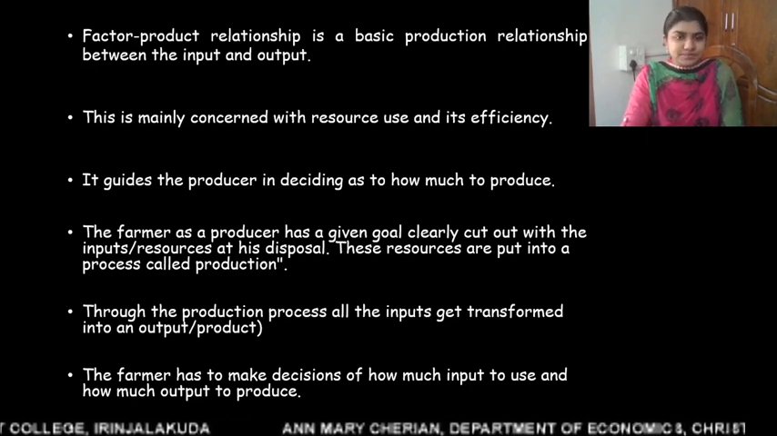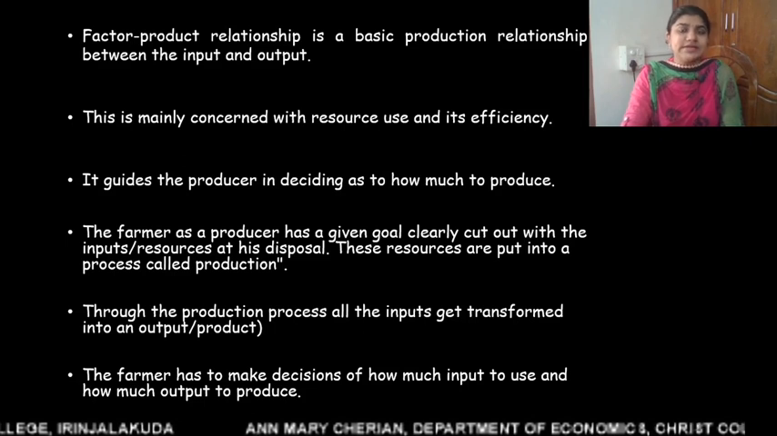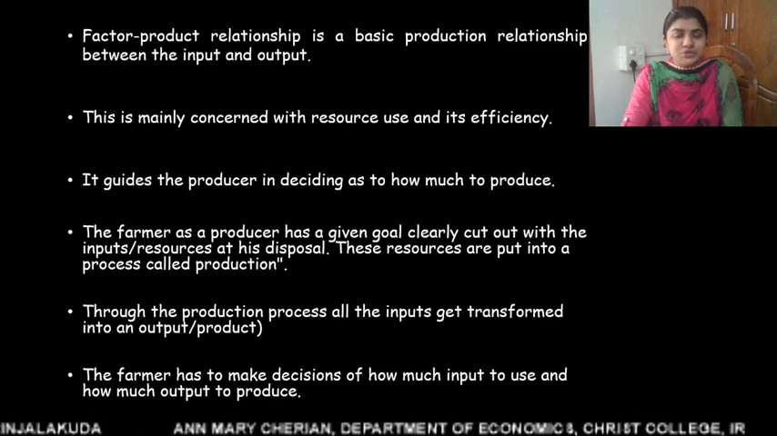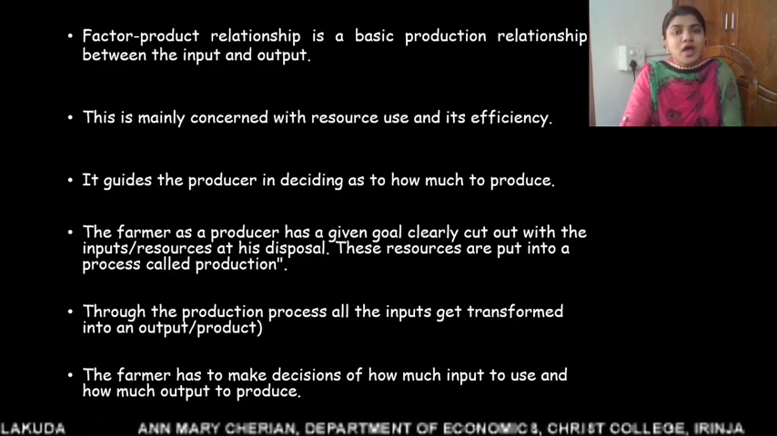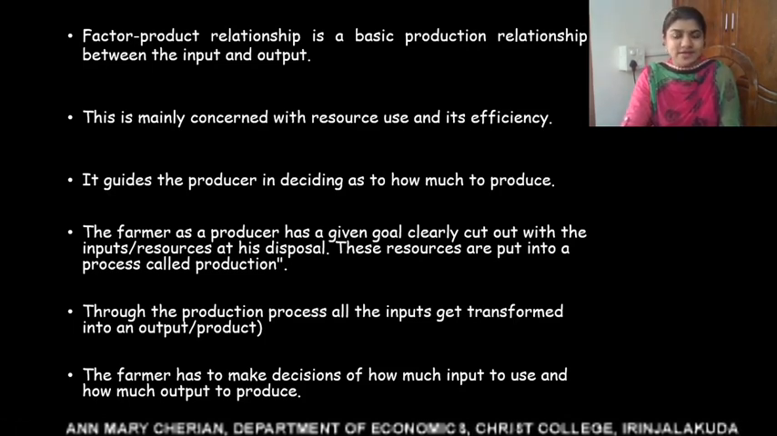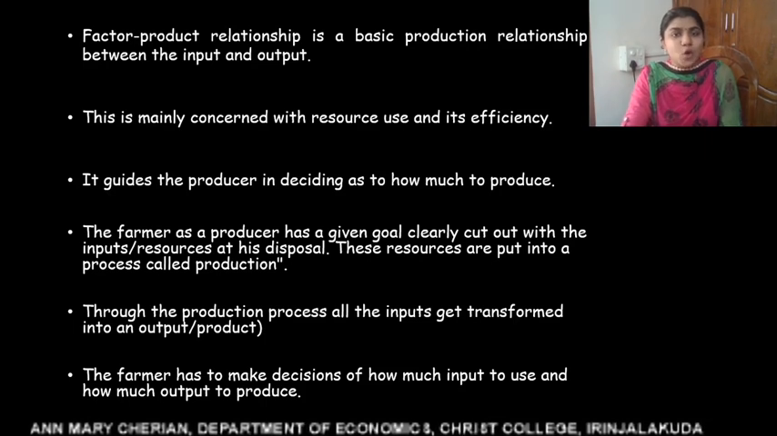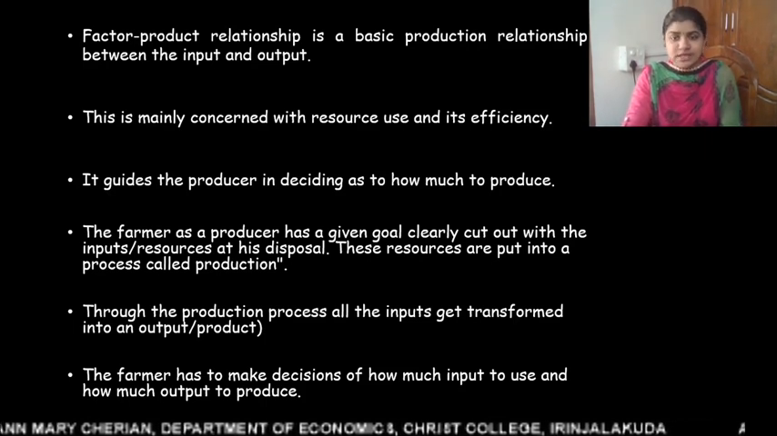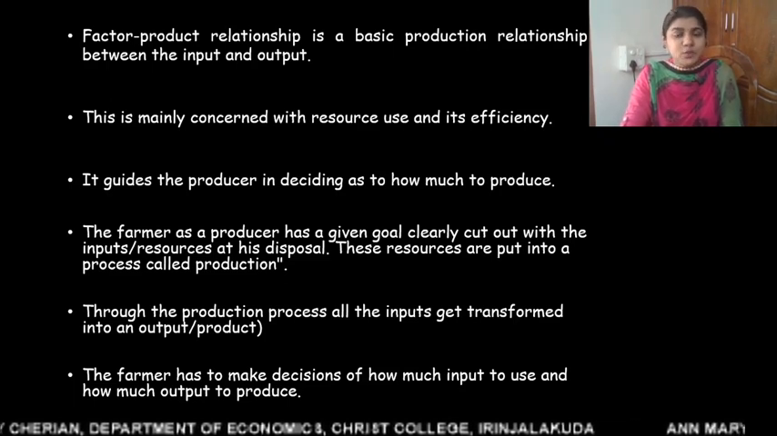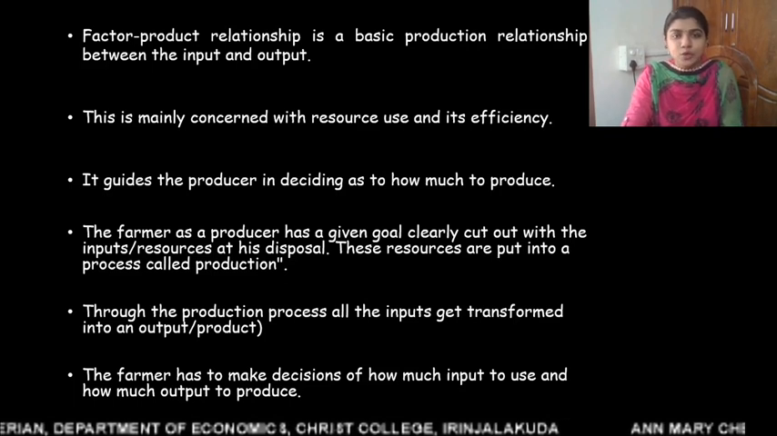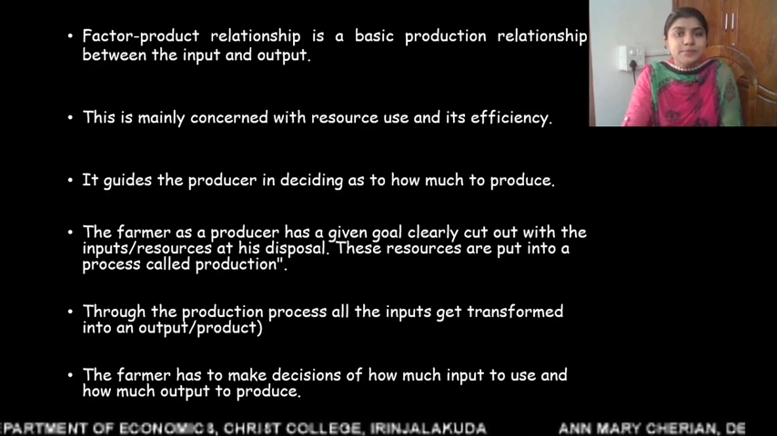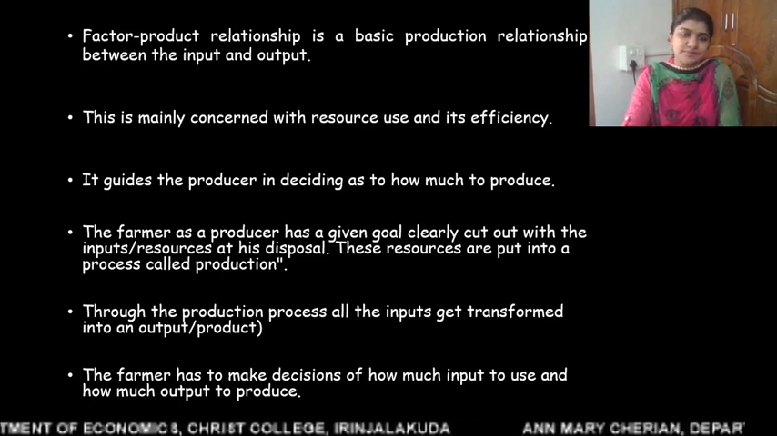And this relationship is mainly concerned with resource use and its efficiency. It also acts as a guide to the producer in deciding how much to produce. So every producer faces the question: how much to produce? What is the optimum level of input that should be used? And what is the optimum level of output that should be produced? These are the questions faced by a typical producer, and factor product relationship helps the producer in solving these questions.